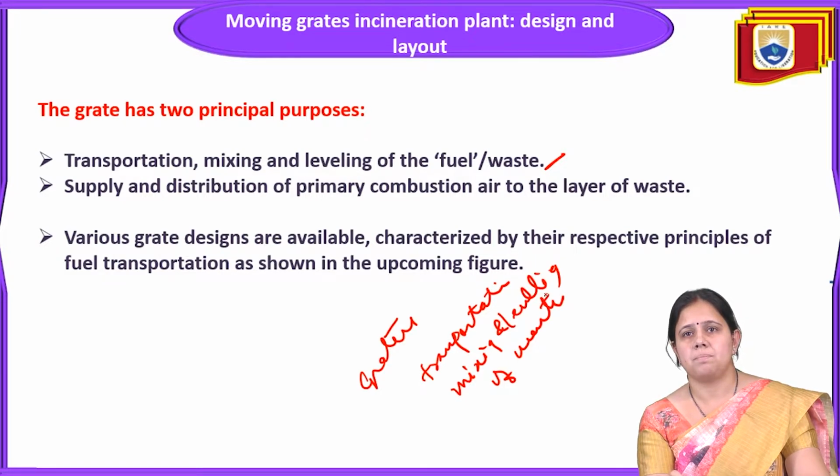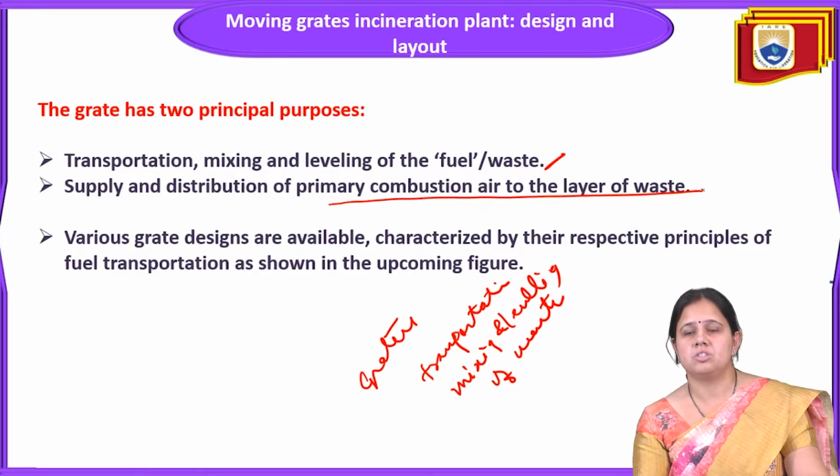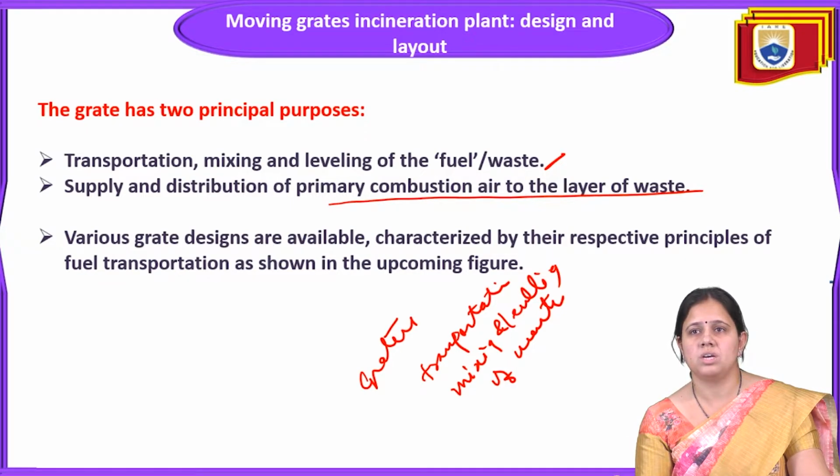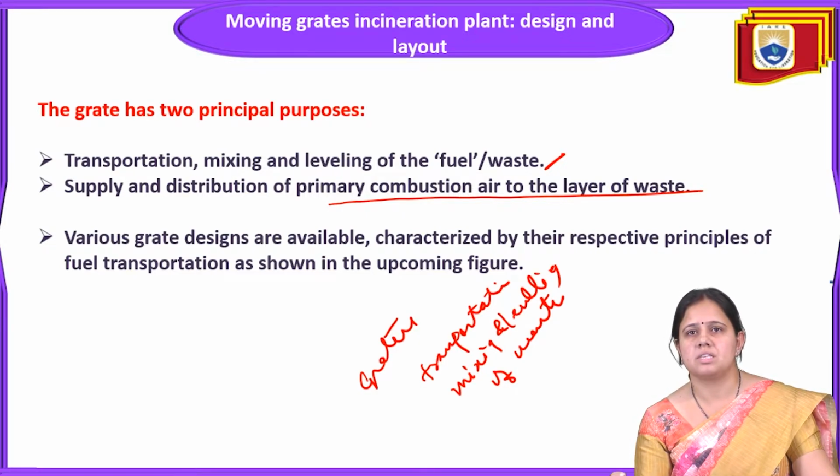Next is the supply and distribution of primary combustion air to the layer of waste. So this grate works on two principles. First is the transportation, mixing and leveling of the waste. It will transport, mix and then level the fuel waste. And then it will supply and distribute the primary combustion air to the layer of the waste.